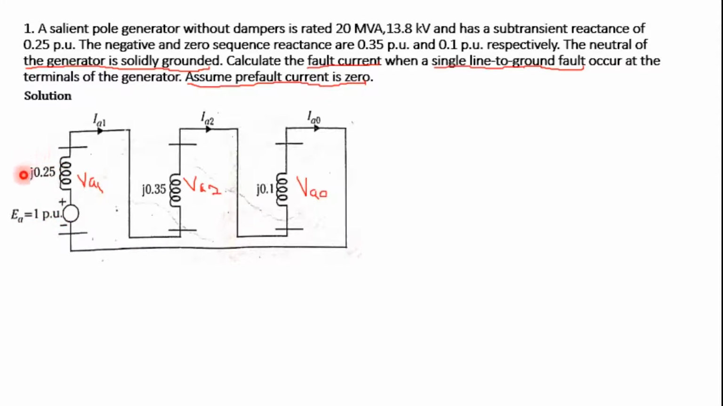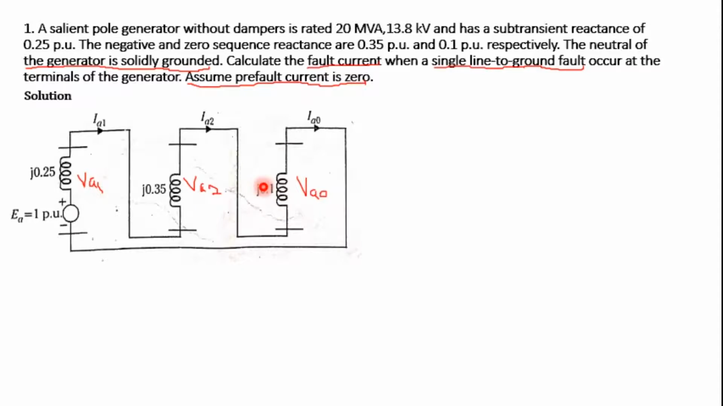Then this is the expression for Z1, or you can consider it as X1. That is for the positive impedance, or the positive reactance value, which is 0.25. We know that the subtransient reactance is equal to the positive sequence reactance, that is 0.25, and for negative it is 0.35. Substitute 0.35, and for the zero sequence it is 0.1.